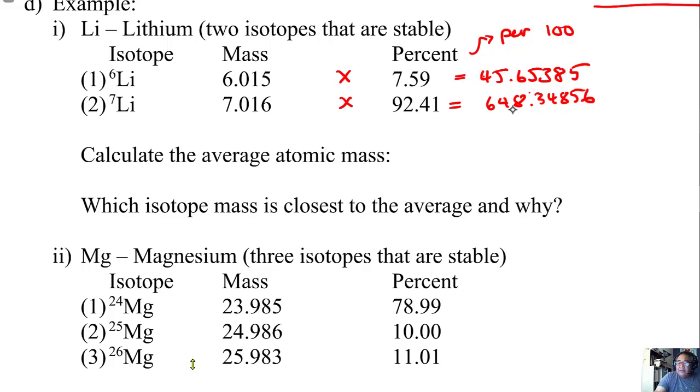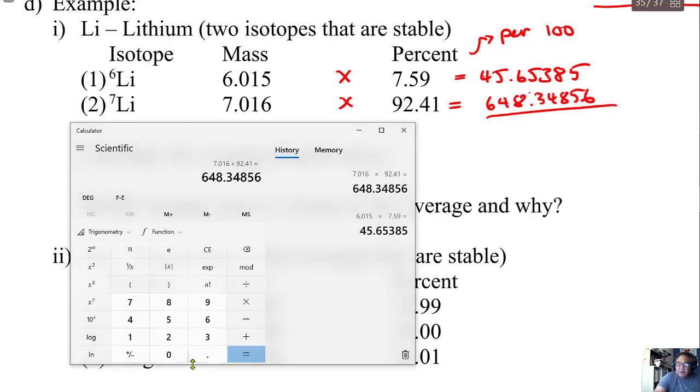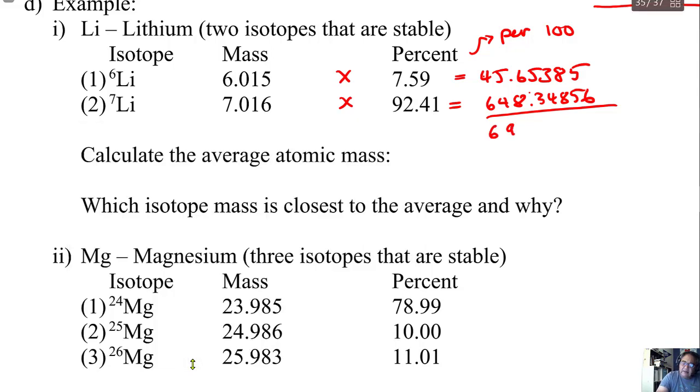So to add those together, I'm going to go 45.65385 plus that number. So I'm going to do it in reverse. I'm going to say plus, there we go. Let's see, what is it? 45.65385, like that, and hit equals. That comes out to 694.00241. Okay, like that. Now, here's the thing.